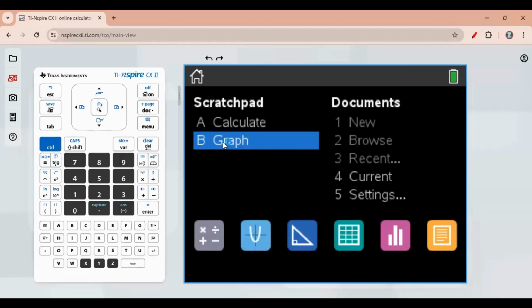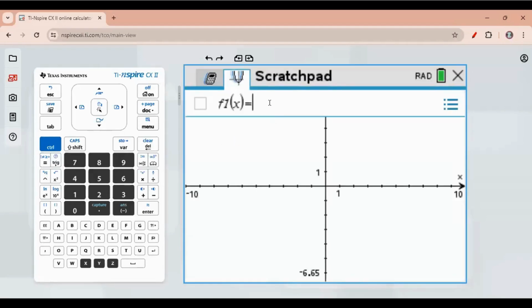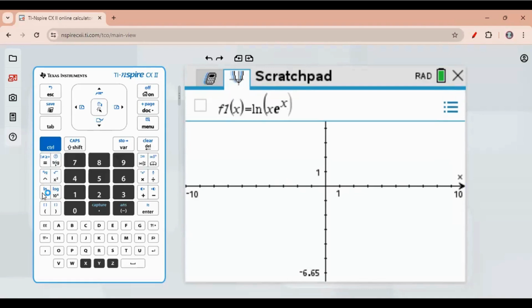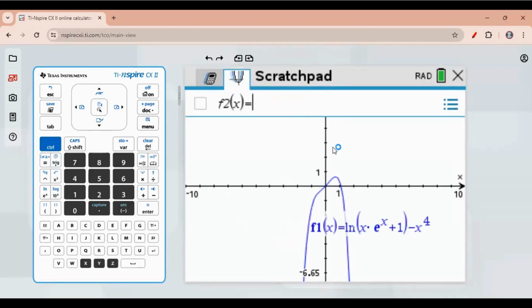Go for a graph, and my function is ln, so control ln x, e power x. Sometimes when we do it with the keyboard, it won't accept; it will take it as a constant. So x e power x, and then plus 1, out of this minus x power 4. That's it. So just scroll over, your f of x is done.